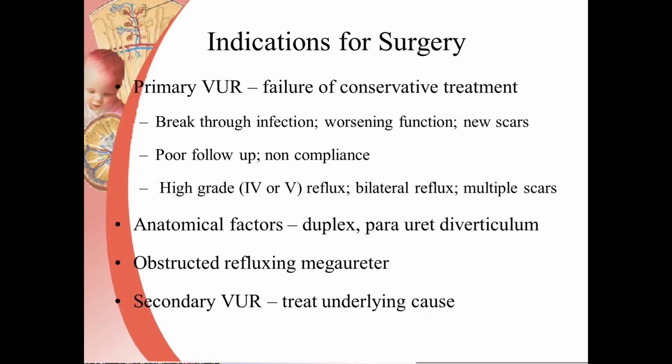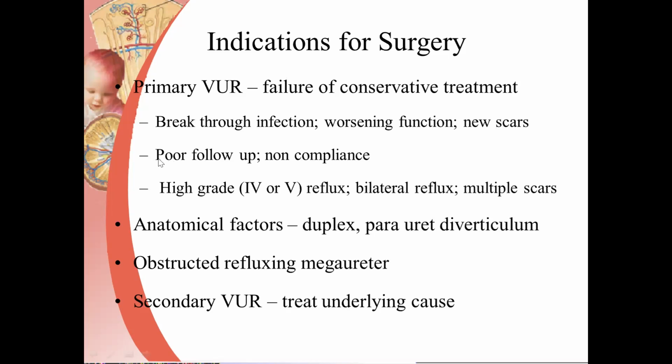Now, what are the indications for surgery in vesicoureteric reflux? In a primary vesicoureteric reflux, failure of conservative treatment in the form of breakthrough infections, worsening of the renal function, or new scars. These are the typical indications for surgical or endoscopic intervention. Breakthrough infection means the infection occurs while somebody is on antibiotic prophylaxis. Then worsening renal function and development of new scars on a DMSA scan are well-known indications for treatment.